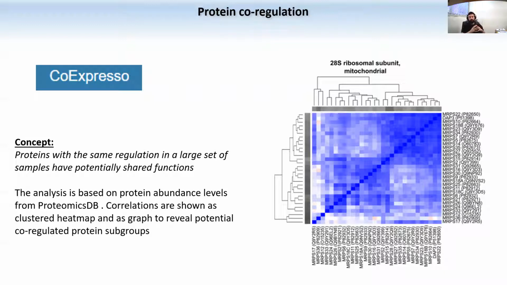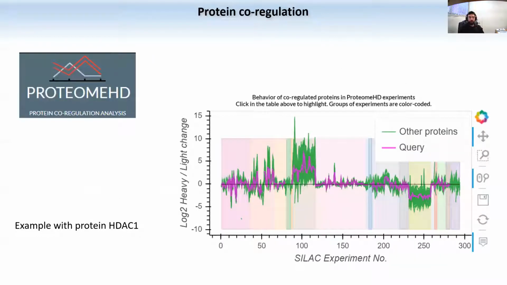Some proteomic scientists have been thinking about that as well. So they say, okay, what if you know nothing about your proteins and you want to group them in terms of which ones are probably having similar functions? So what they did, they created a couple of websites. This is one called Co-Expression. There is another one called Proteome HD, for example.